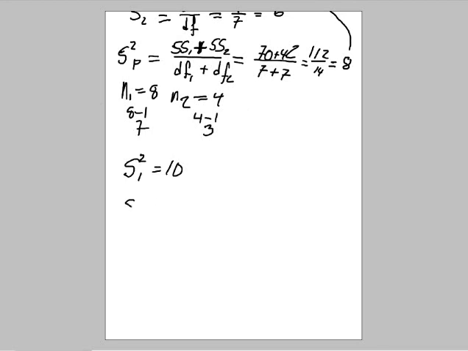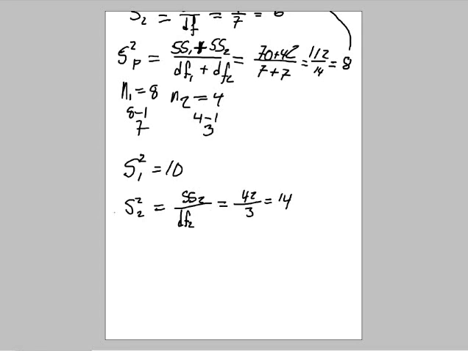So let's look at the new S squared 2. That's going to equal SS2 divided by DF2, and so that gives us 42 divided by 3, and that's going to equal 14.